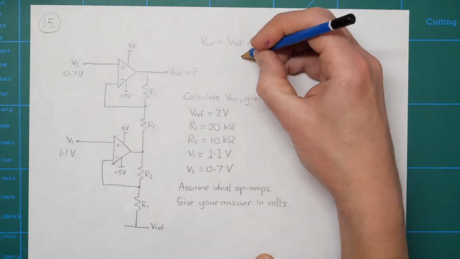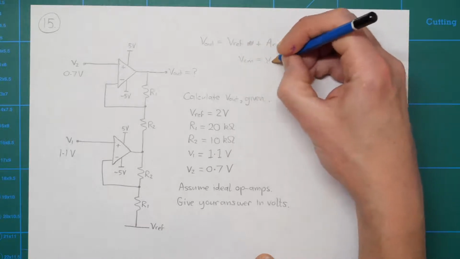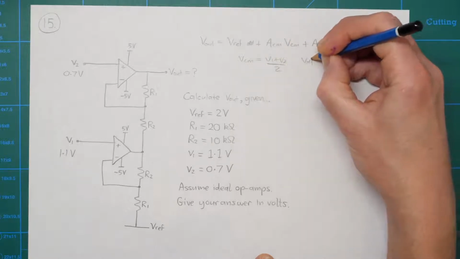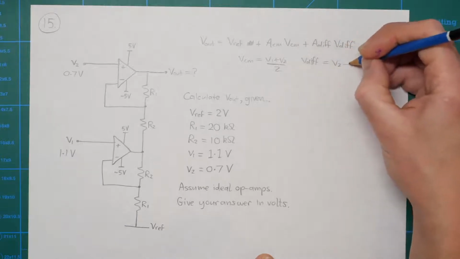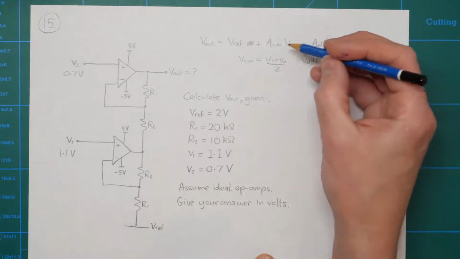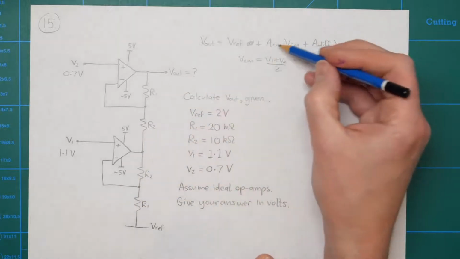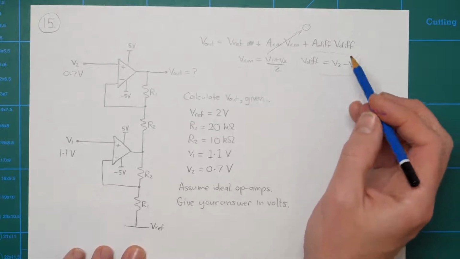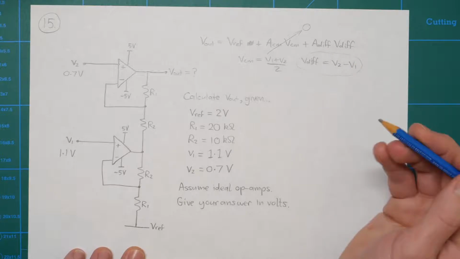And as I wrote a minute ago, VCM is just the average of the two inputs. And V diff is the difference between them, which is the signal we're really interested in. So this is the signal that we're trying to amplify. The good news is that ACM, if you match your resistors perfectly, just goes away, and we're just left with Vref plus the differential gain times V diff.